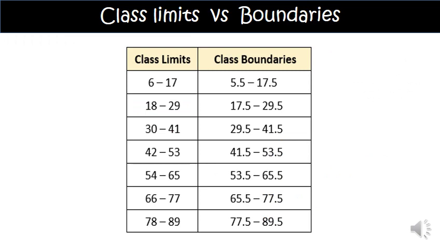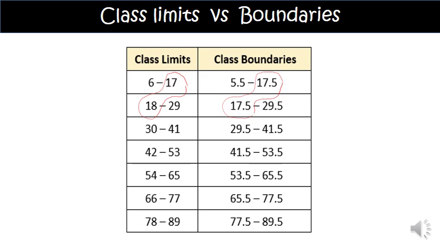So let's look at the difference between class limits and class boundaries. Here we've got our class limits from our example and our class boundaries. I'll show you where those come from. But notice, in our class limits, the upper limit of one class is 1 unit smaller than the lower limit of the next class. Whereas the boundaries are the same.